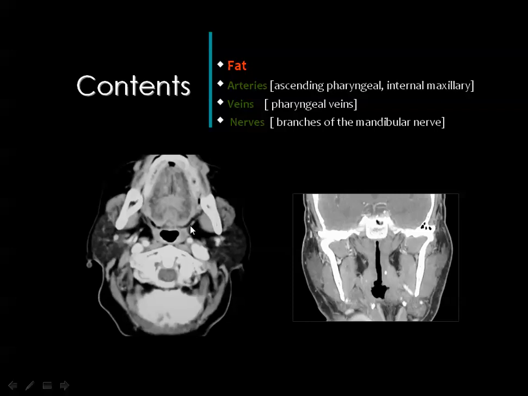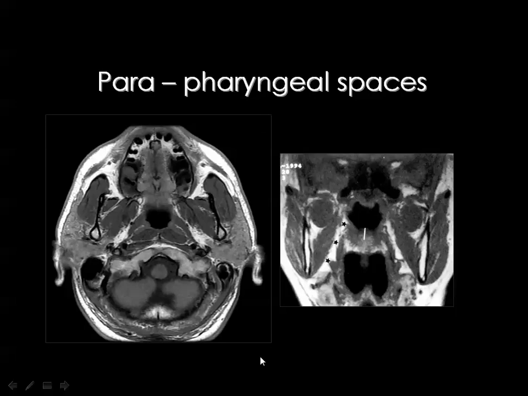is the fat, which is hypodense, as you can see in this axial CT image. And also in the coronal image, you can see that the parapharyngeal space is approximately a triangle, which is extending from the skull base down to the region of the oropharynx. And this is MRI T1 weighted images, axial and coronal. And you know that fat is bright in the T1 weighted images, and this is the region of the parapharyngeal space containing fat. This is the pharynx and the pharyngeal muscles.